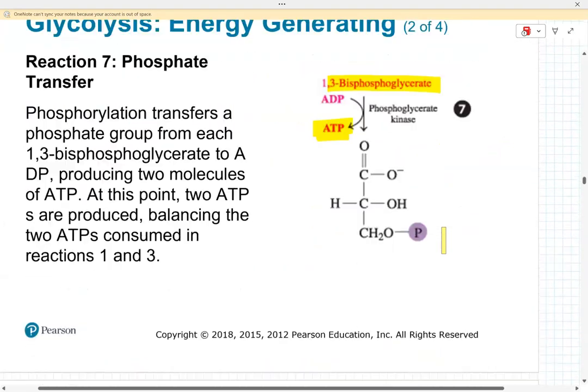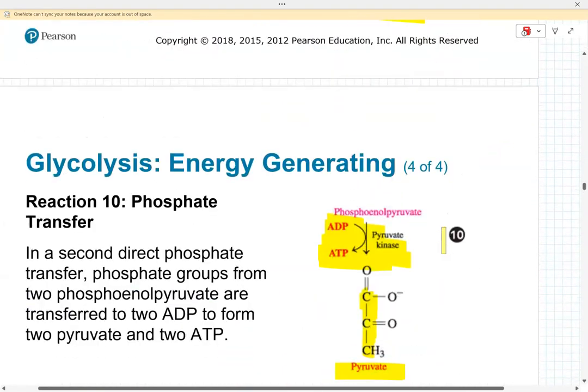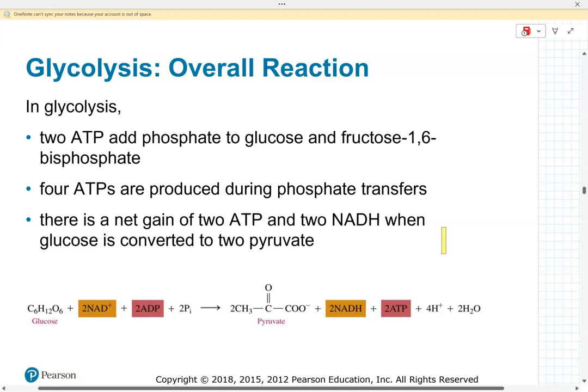So first of all, not impressive, really. Not impressive. The yield is poor, right? You got through like 11 steps. And what you get? Just 2 ATPs. It's a pretty meager yield. Well, you also get 2 NADH, but what's important? You get 2 pyruvates. All good?